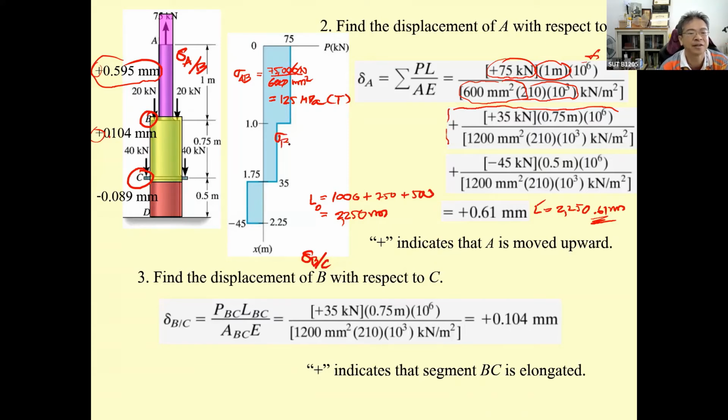And the stress in BC is going to be 35,000 Newton divided by 1,200 square millimeter. So you get 350 divided by 12, which is 29.17. This is very small.